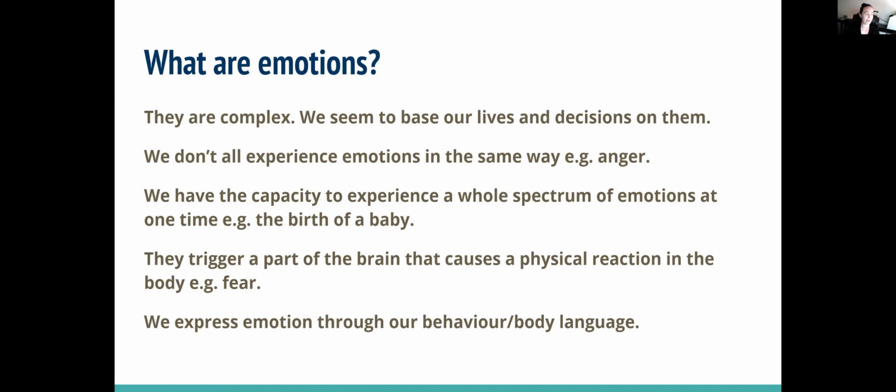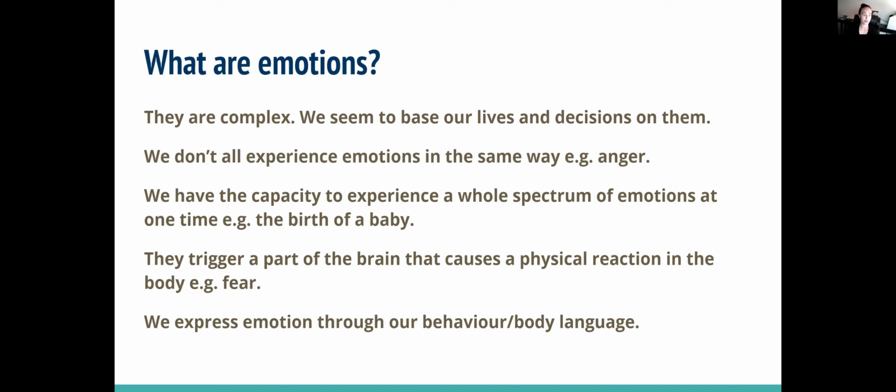We have the capacity to experience a whole spectrum of emotions at any one time. For example, with the birth of a baby, we can go through hundreds of different emotions in the space of 60 seconds. So we have this capacity to experience a whole roller coaster of emotions, and quite often it feels like that in any given moment, which again adds to the complexity of them.